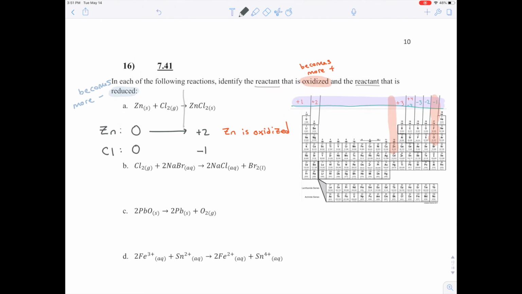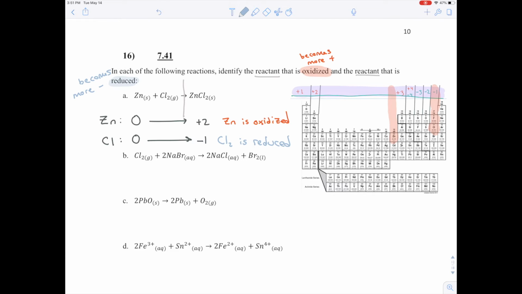Chlorine went from 0 to negative 1. That's becoming more negative, and we saw that if something becomes more negative, it's reduced. So chlorine is reduced. And that's it for A.